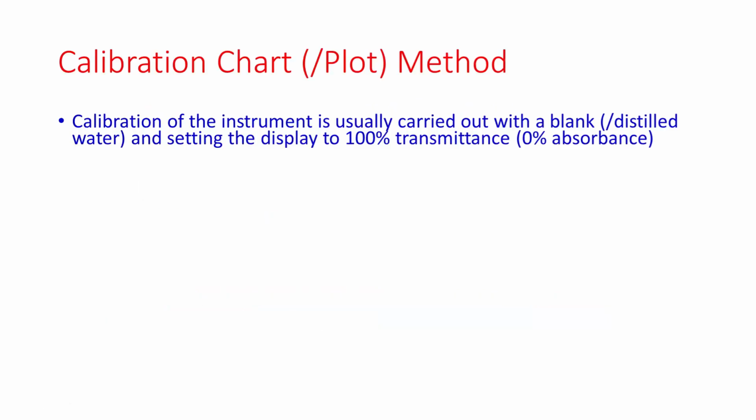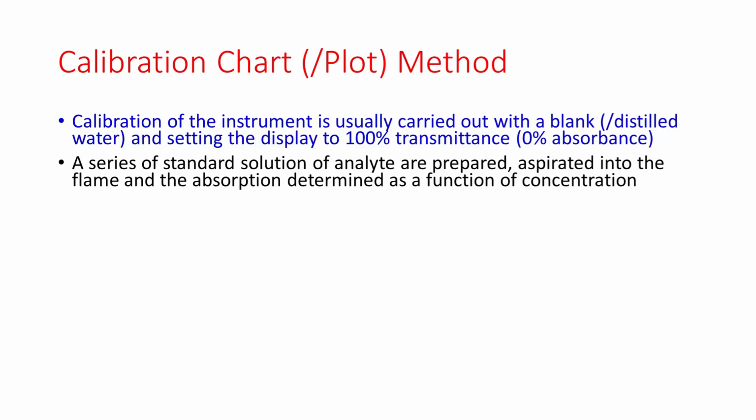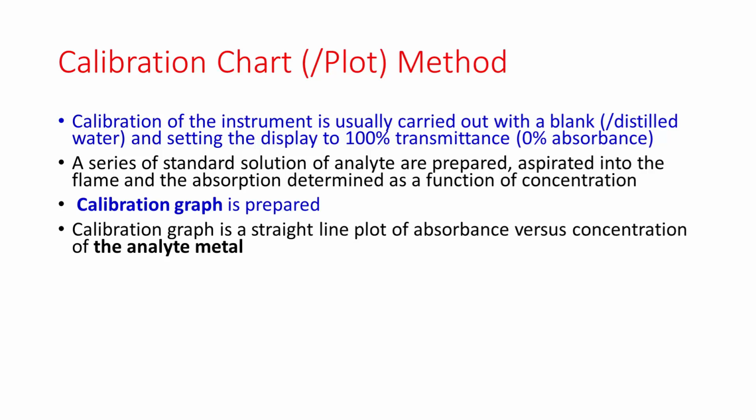Calibration of the instrument is usually carried out with a blank and setting the display to 100% transmittance, that is 0% absorbance. A series of standard solutions of analyte are prepared, aspirated into the flame, and the absorption determined as a function of concentration. Calibration graph is prepared.